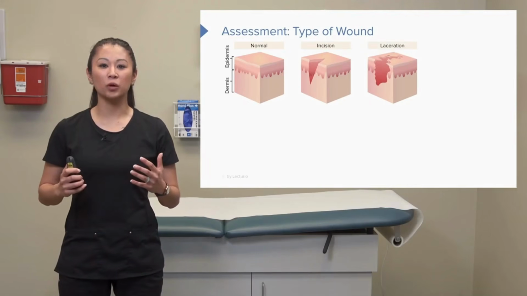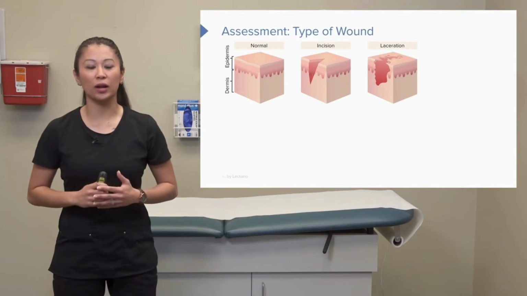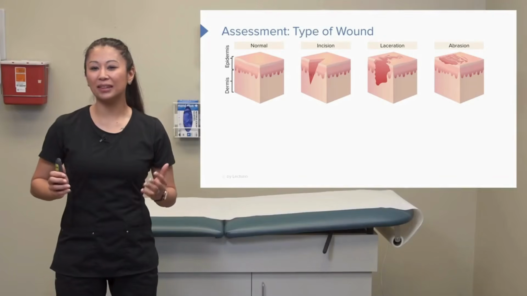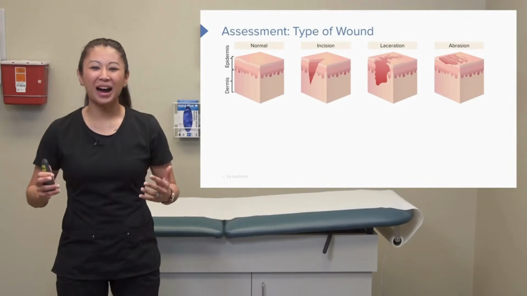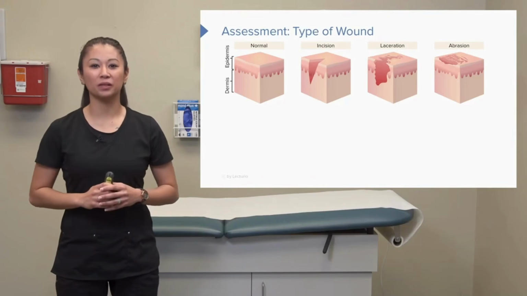The next kind of wound is more of a tearing of the skin, called a laceration wound. This could be from some sort of trauma, for example. Now the next wound that I think about is what we call an abrasion. This takes me back to when I was a kid and I fell off my bike and I scraped up my elbows really bad. This is more of an abrasion type wound.